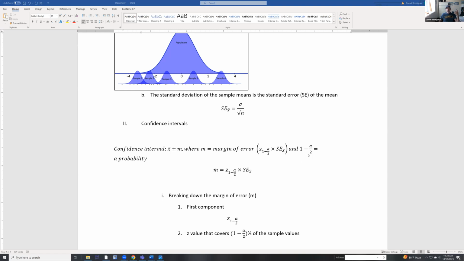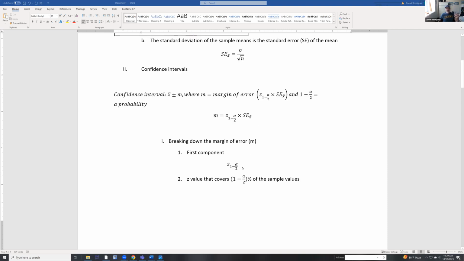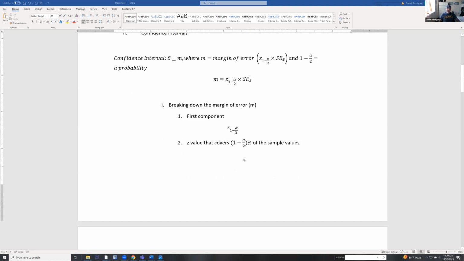We divide alpha by 2 because the confidence interval surrounds the mean. You're going to have a value that's below the mean, notice we have plus or minus, and a value above the mean. So we have to split our alpha in half for that. By the way, the complement of alpha is confidence. If we have an alpha of 0.05, its complement is 1 minus 0.05, which is 0.95. If I'm doing a 95% confidence interval, alpha would be 0.05 because 1 minus 0.95 is 0.05.